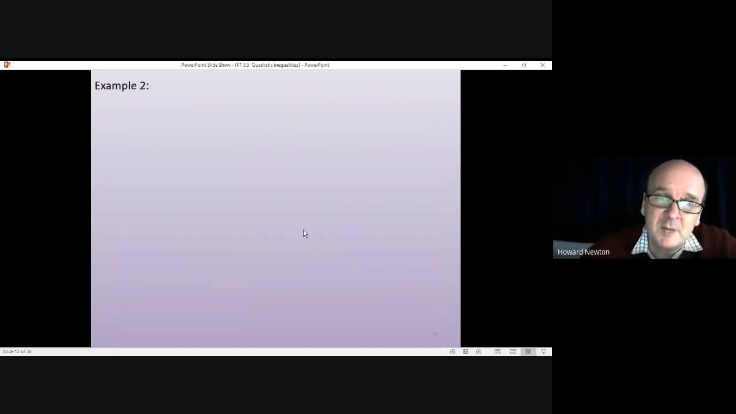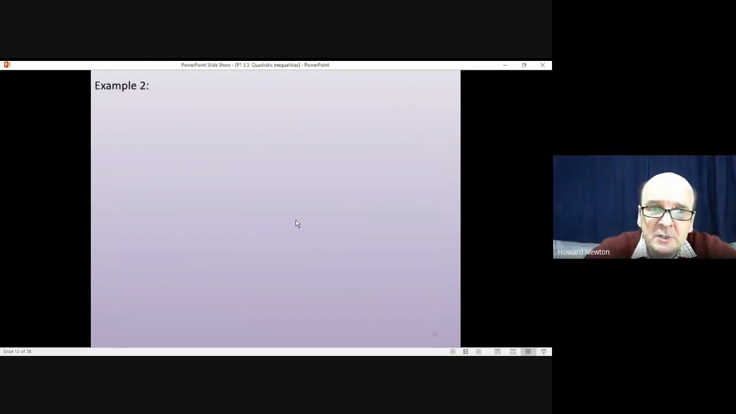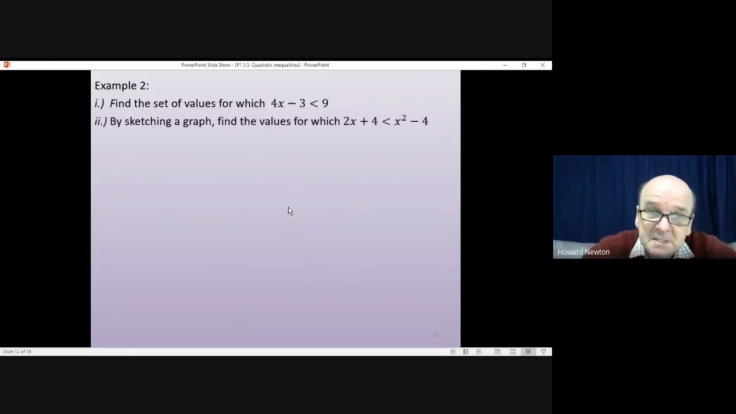Okay, the second example has a few more parts to it. The first part is just looking at a linear inequality, solving for x minus 3 is less than 9. That is very straightforward. Don't make it complicated. The second part is sketching a quadratic again and solving a quadratic inequality. You'll need to move things around here so that you have everything on one side of the inequality sign and 0 on the other side.